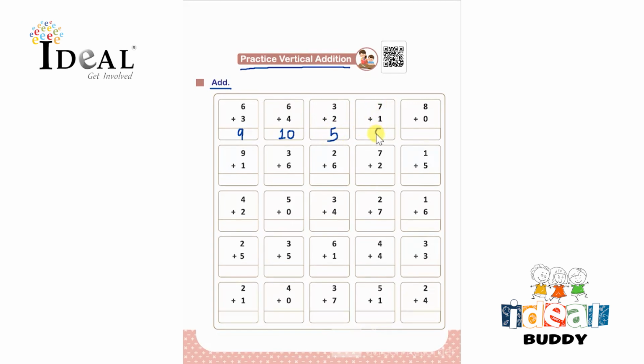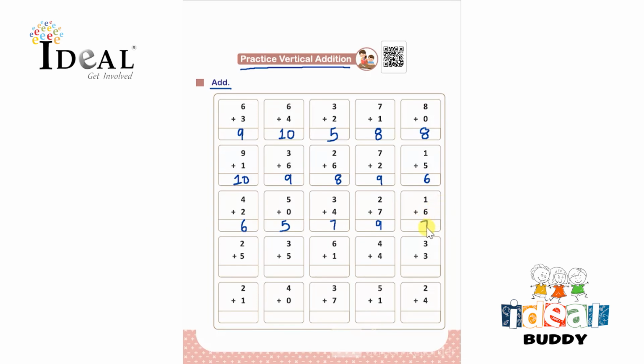7 plus 1 is 8. 8 plus 0 is 8. 9 plus 1 is 10. 3 plus 6 is 9. 2 plus 6 is 8. 7 plus 2 is 9. 1 plus 5 is 6. 4 plus 2 is 6. 5 plus 0 is 5. 3 plus 4 is 7. 2 plus 7 is 9.